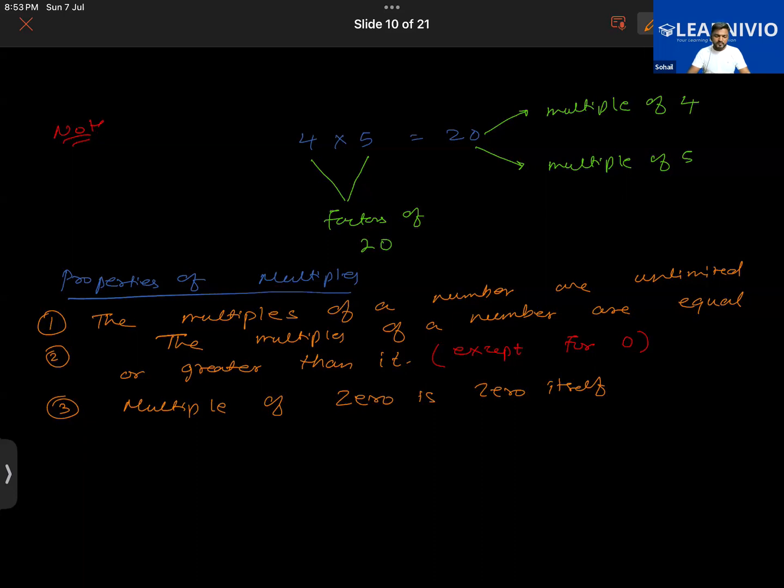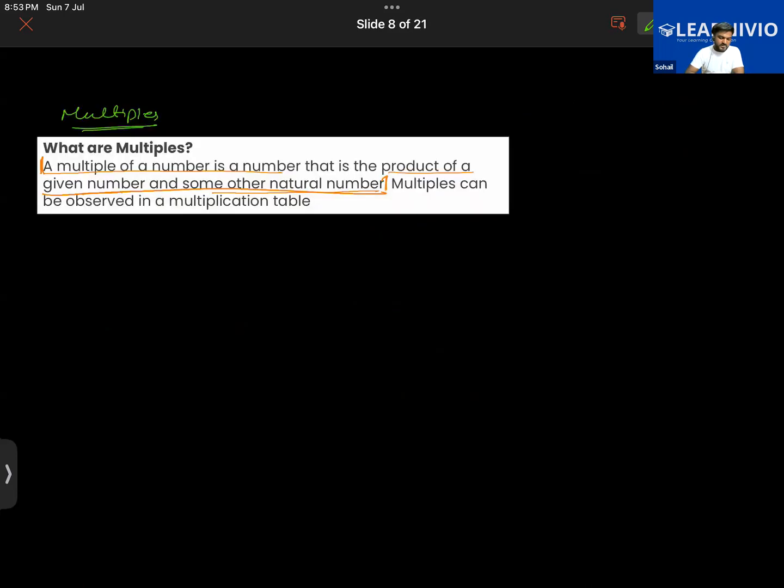Okay. So right now, Sumaya, we have started discussing this topic. Let me first rename you. We are discussing multiples. So Sumaya, we were talking about multiples. Now write the definition also. You have to give this heading, multiples, and write the definition of multiples. A multiple of a number is a number that is the product of a given number and some other natural number. Okay, what does it mean?